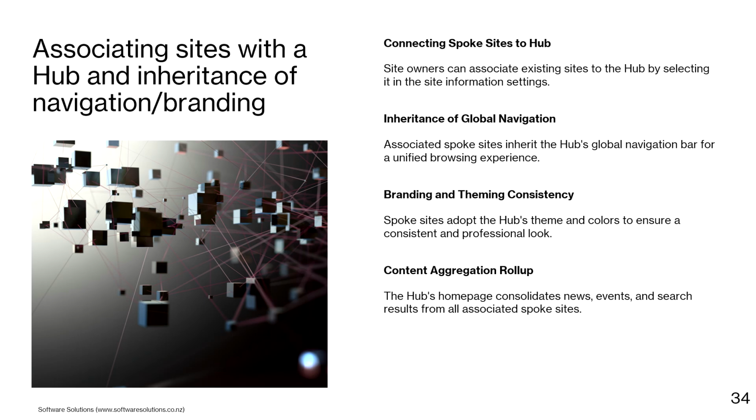The third step to creating a hub site, phase 3, is to associate sites, that is the spokes, to the hub. Now that the hub is live, you can connect the sites or the spokes. Go to a spoke site. Go into the settings gear icon and into the site information. In the edit site information, locate the hub site association field and select the newly created hub from the drop-down list and click Save. What happens when a site is associated is that it instantly inherits global navigation, branding, and content roll-up.